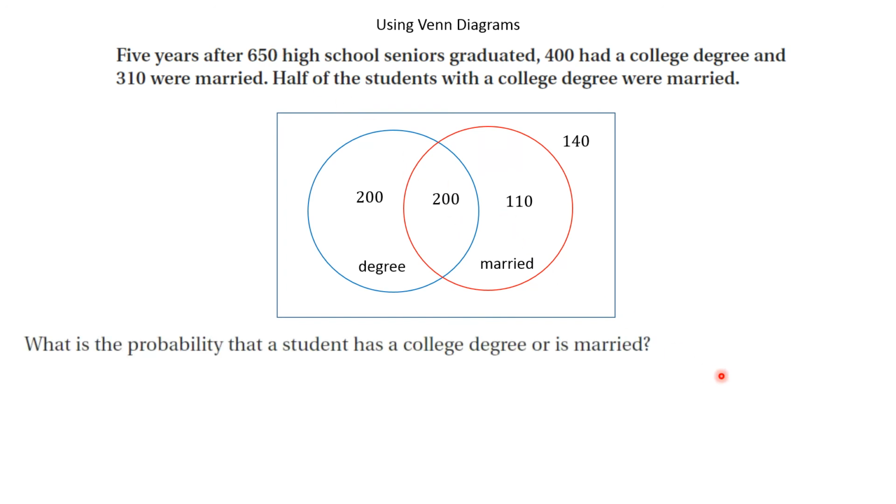So, first question. What is the probability that a student has a college degree or is married? That means they have to be in either the college degree circle or the married circle or both. The overlap counts, remember. So we can count. Let's see, college degree, that's 400. And then the rest of them that are married, plus another 110, is 510 over 650. The probability of a degree or married: 510 out of 650 students will either have a degree or be married or both. And yes, you can reduce this.